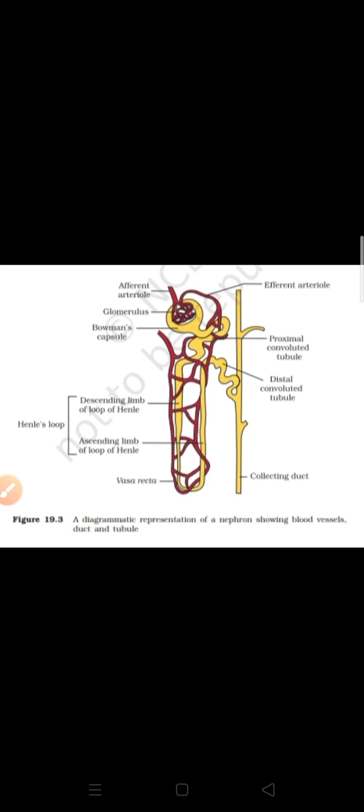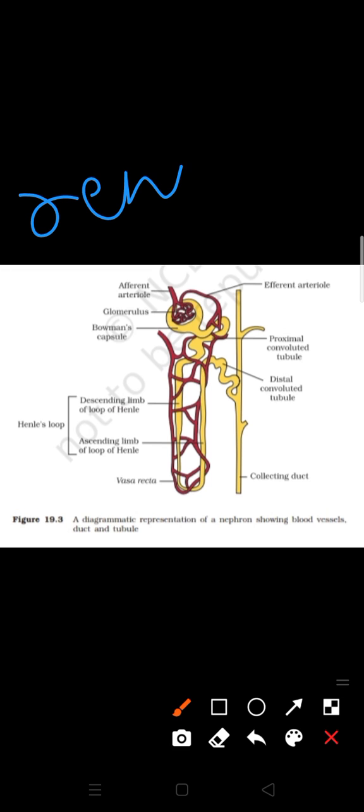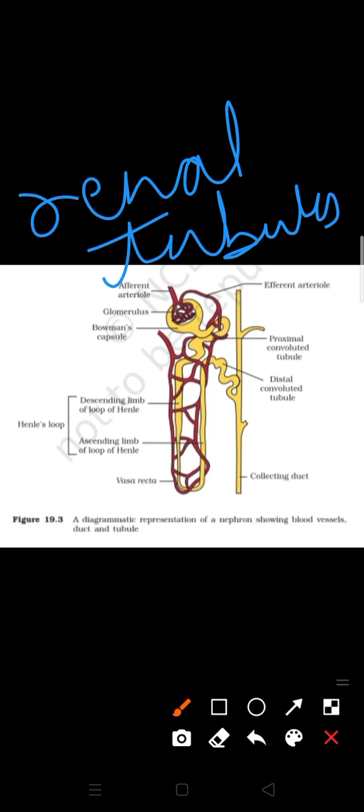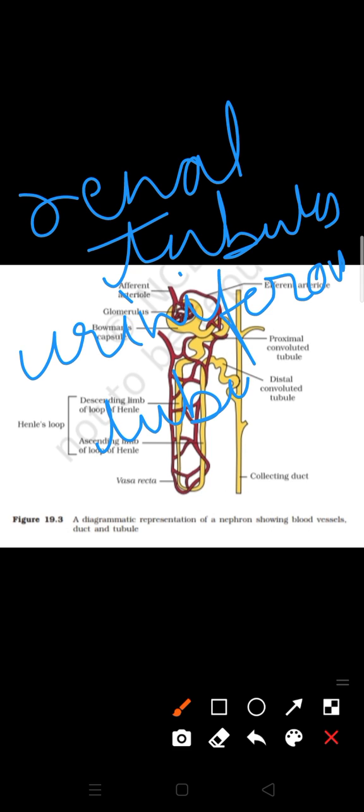As you all know, nephrons are the structural and functional unit of the kidney, and nephrons are also called renal tubules and uriniferous tubules. Please note down this thing: renal tubules and uriniferous tubules.